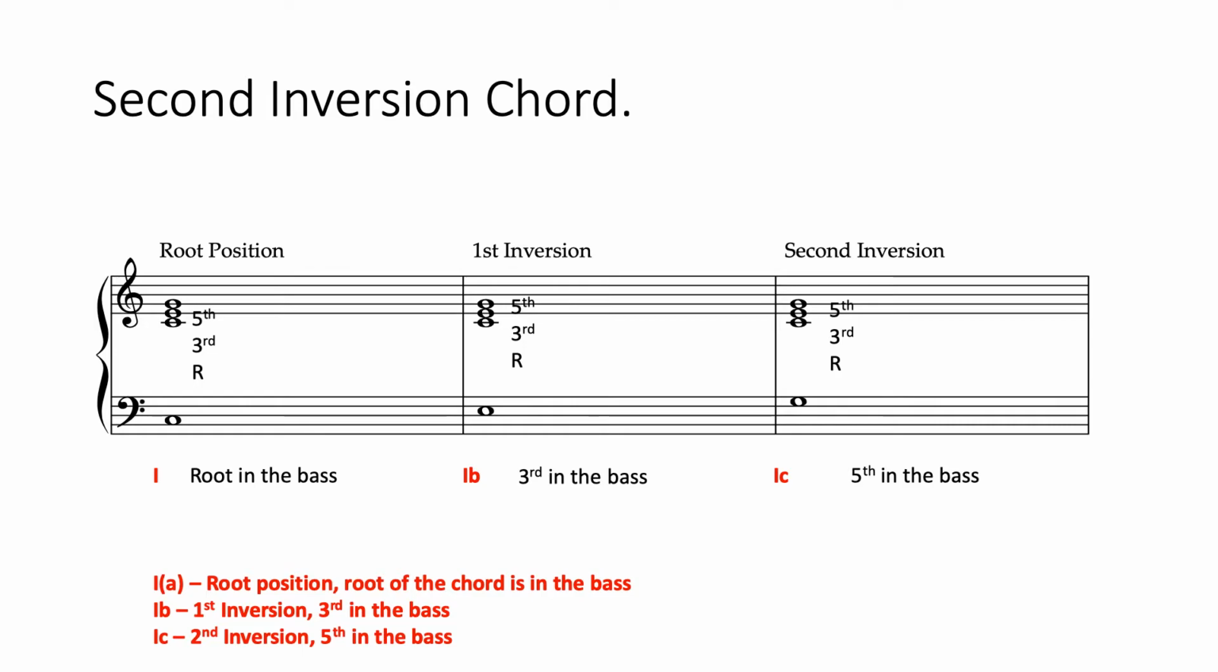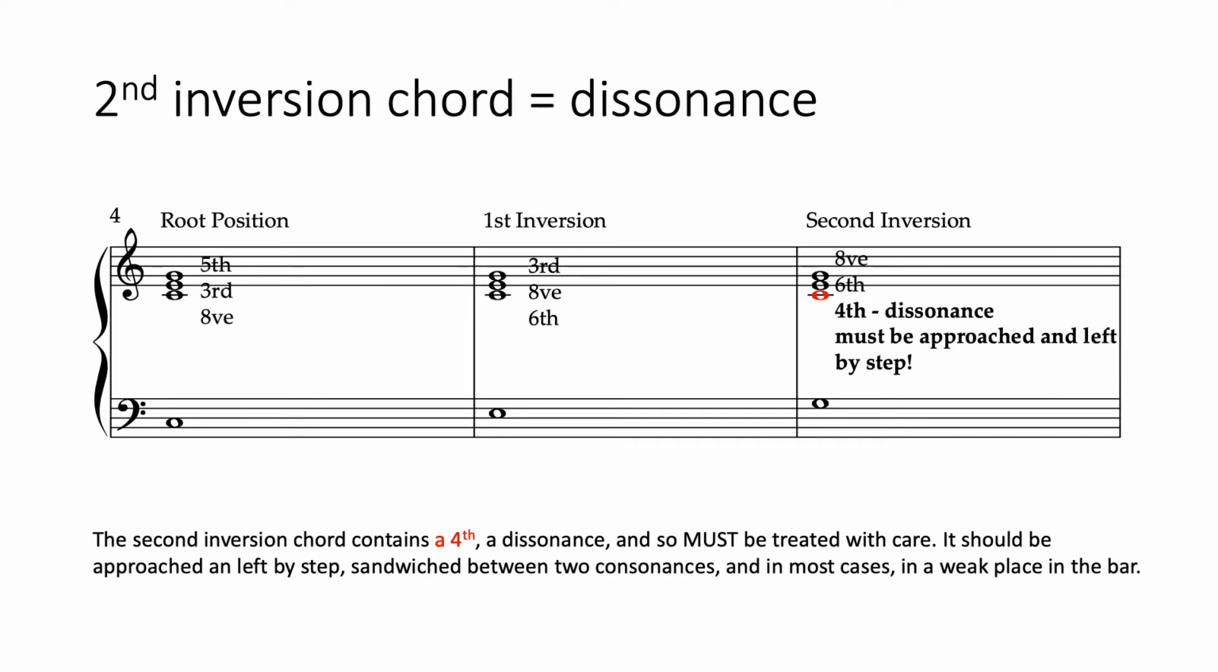So that's what a second inversion chord looks like. That's in fact what all the positions of a triad might look like. Second inversion chords are a problem because they contain a dissonance. Here I've put in the intervals between each note in the triad and the bass note. In root position, we've got an octave, a third and a fifth between each note in the treble clef and the bass. No problems there. They are all stable sounds.